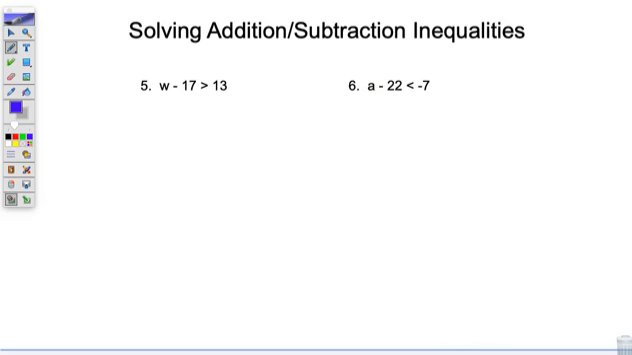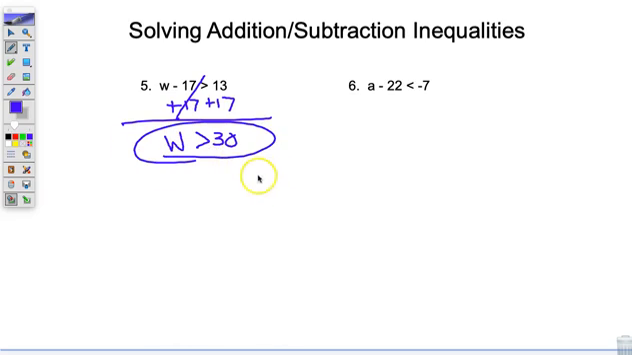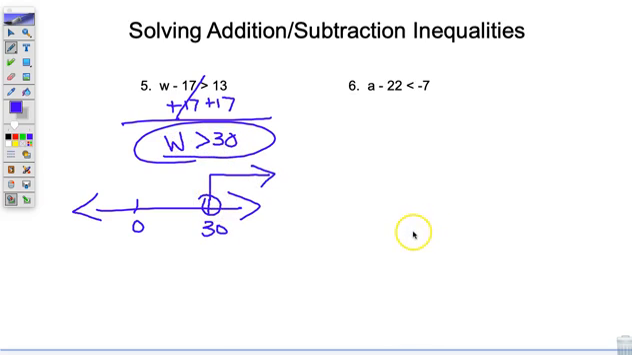Moving on then to numbers 5 and 6, we are going to add 17 to both sides in number 5. Negative 17 plus 17 is 0. Let's bring down our w is greater than. If we add 13 and 17, that's going to give us 30. So our answer is w is greater than 30. So again, making a graph, showing where 0 is, 30 would be somewhere to the right. We have an open circle. w is greater than 30. It is going to move to the right.